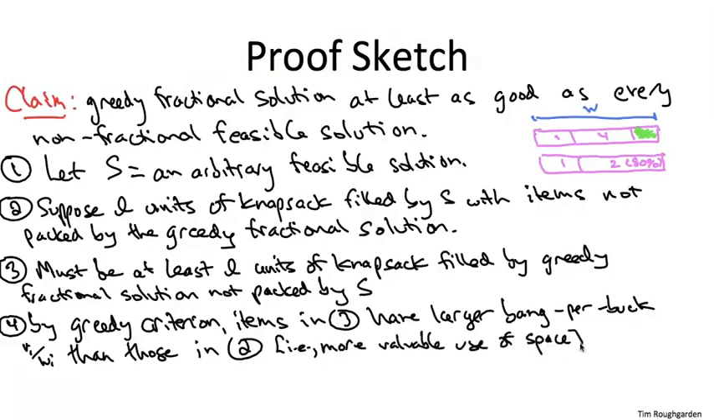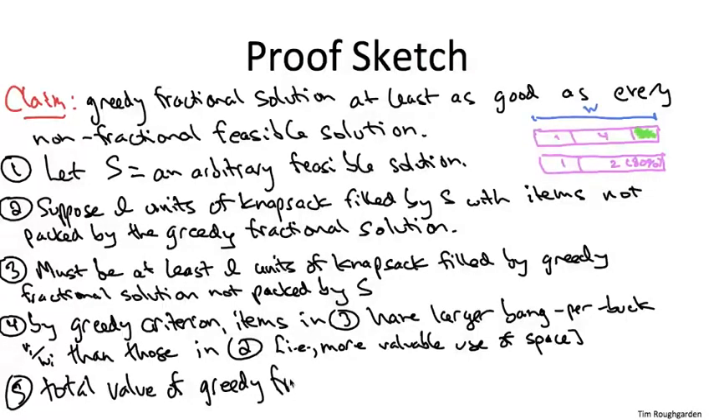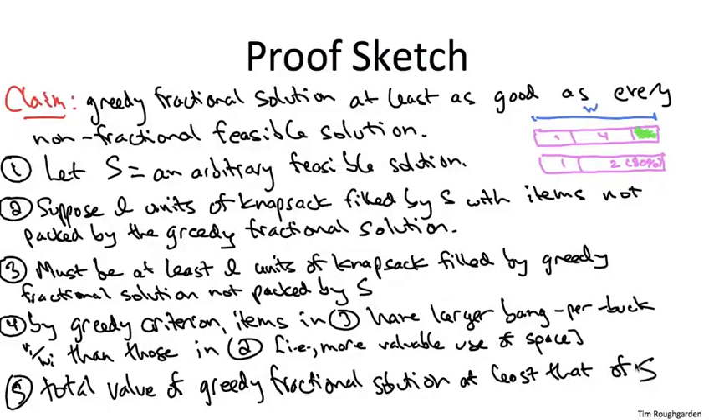So since the L units of stuff in the greedy fractional solution missing from capital S are a better use of space than the L units of stuff that are in S but not the greedy fractional solution, some easy algebra shows that indeed the overall value of the greedy fractional solution is at least the overall value of S. Since S was arbitrary, that shows that the greedy fractional solution is in some sense better than optimal. It's better than all of the non-fractional feasible solutions.